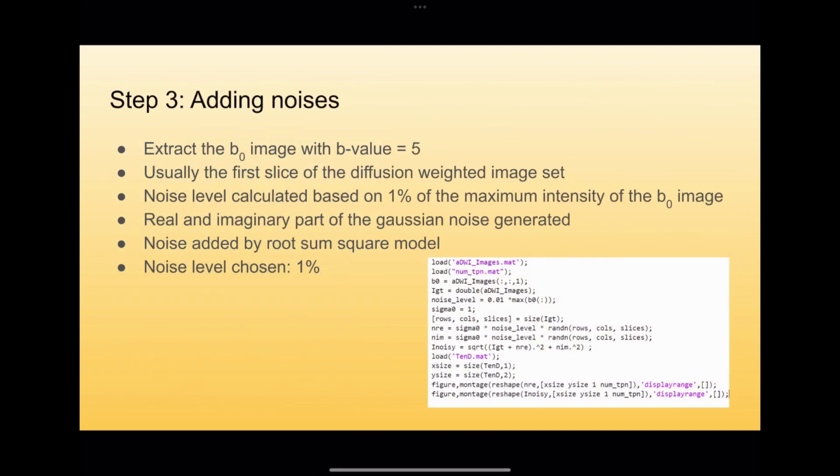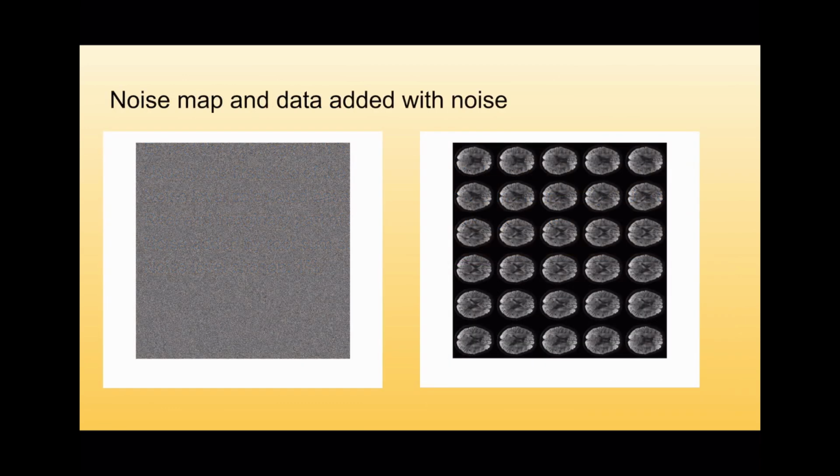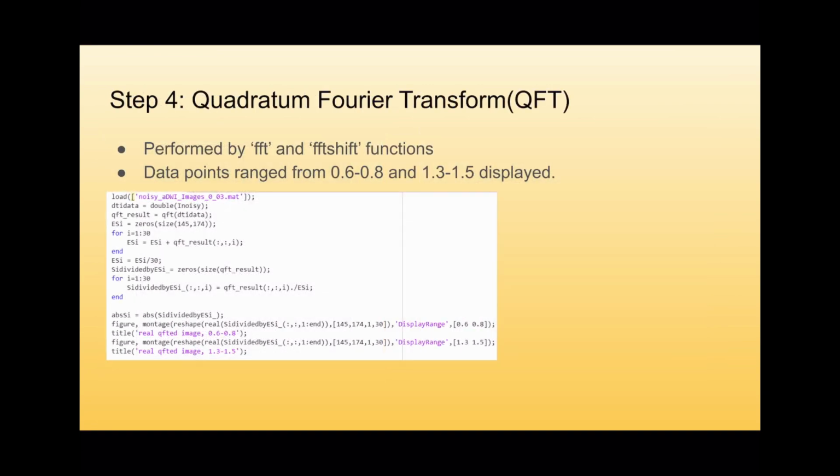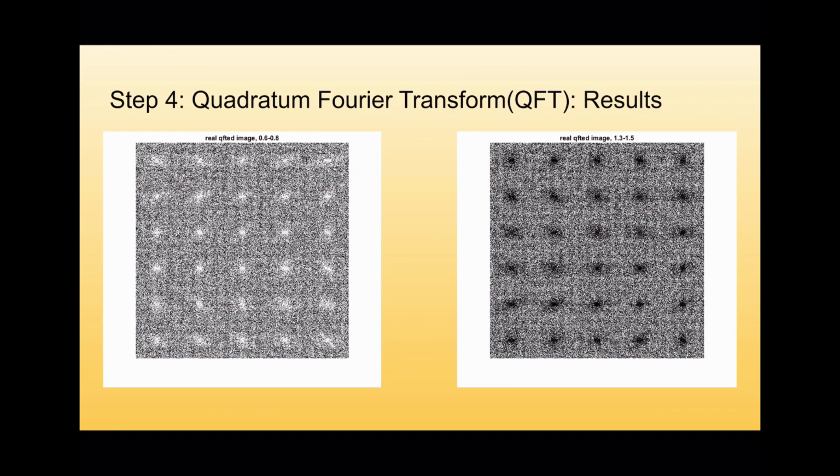We then add noise to the images by the root sum square model. We extract the B-zero image with B value equal to 5, and the noise level is calculated based on 1% of the maximum intensity of the B-zero image. The noise level chosen here is 1%. Here are the noise map generated and the data added with the noise. We then perform quadratum Fourier transform with the FFT and FFT shift function. The data points ranging from 0.6 to 0.8 and 1.3 to 1.5 are displayed.